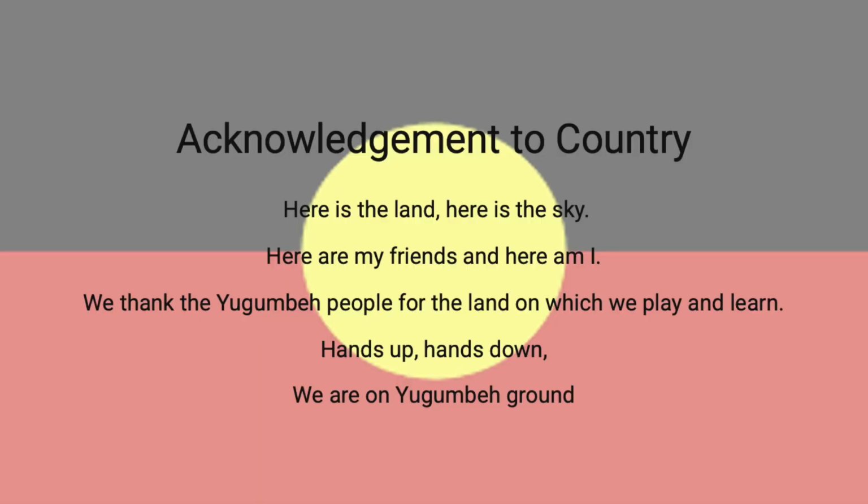Let's start with an acknowledgement to country. Here is the land, here is the sky, here are my friends, and here am I. We thank the Yugambeh people for the land on which we play and learn. Hands up, hands down, we are on Yugambeh ground.